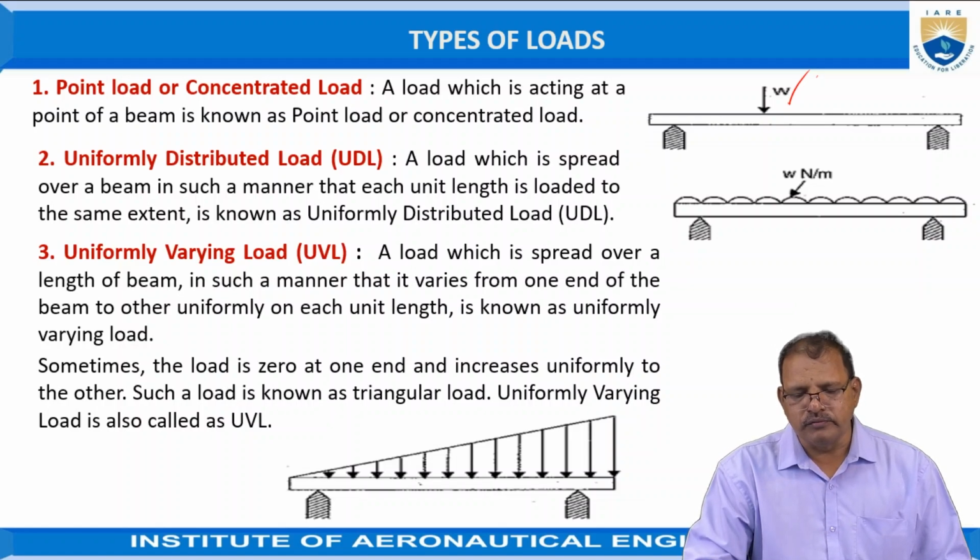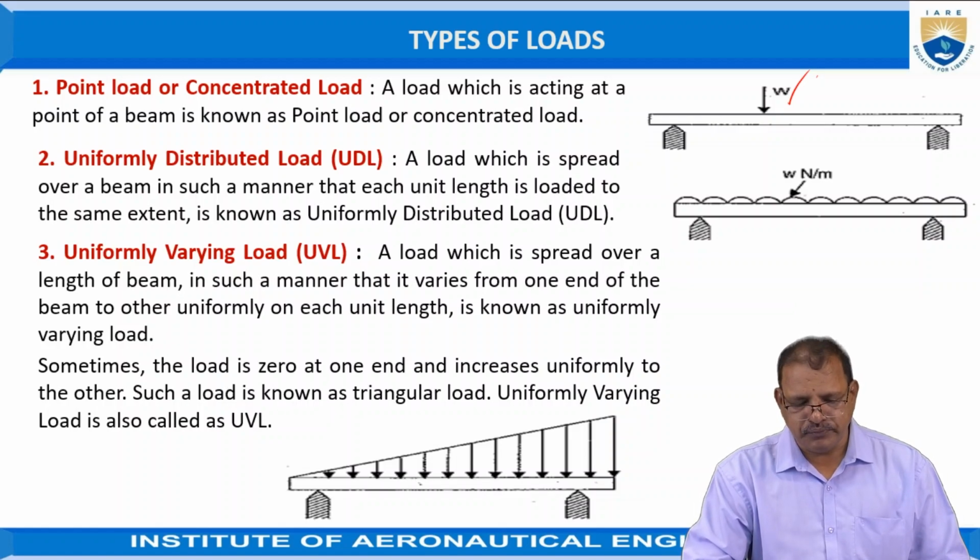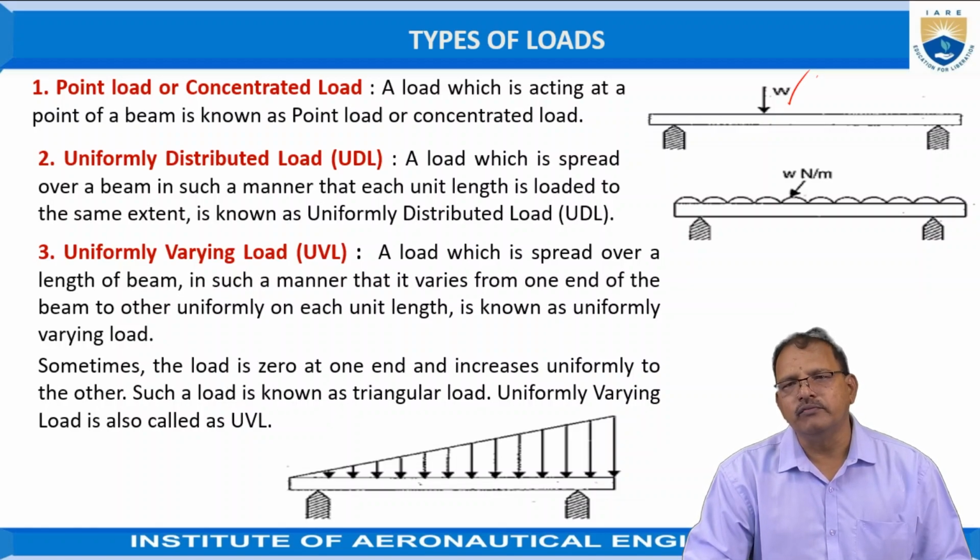A uniformly varying load is a load spread over a beam in such a manner that it varies uniformly on each unit length from one end of the beam to the other end. Sometimes the load is zero at one end and increases uniformly to the other. The load then takes the form of a triangular load. A uniformly varying load is also called UVL.